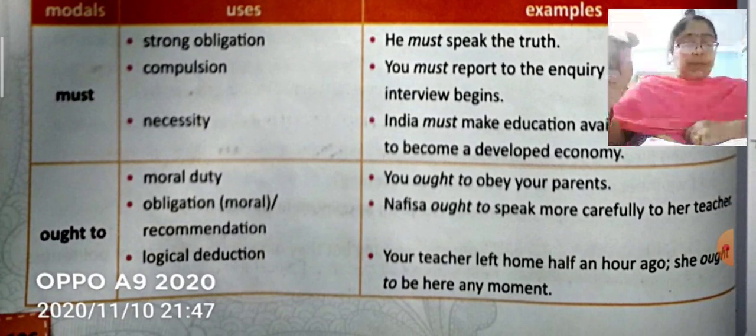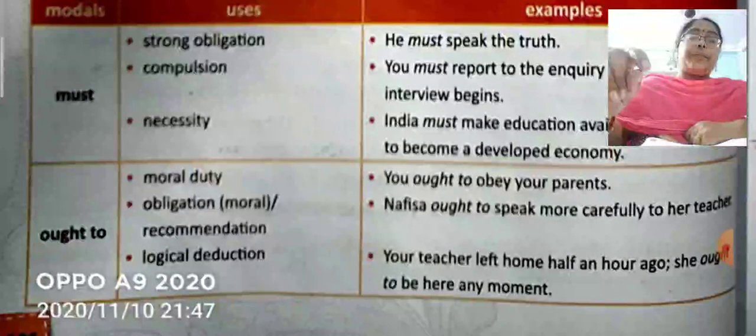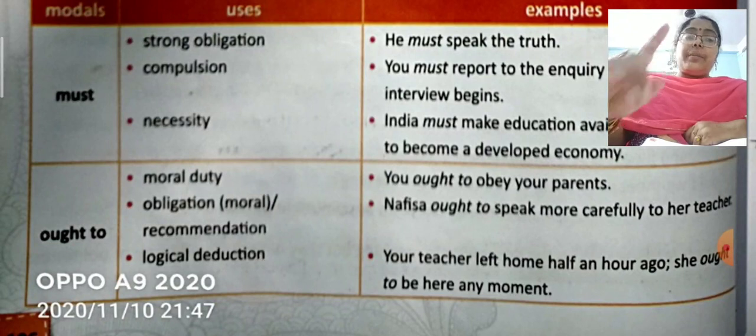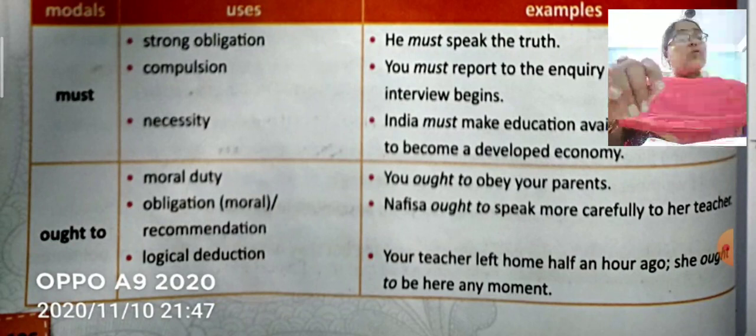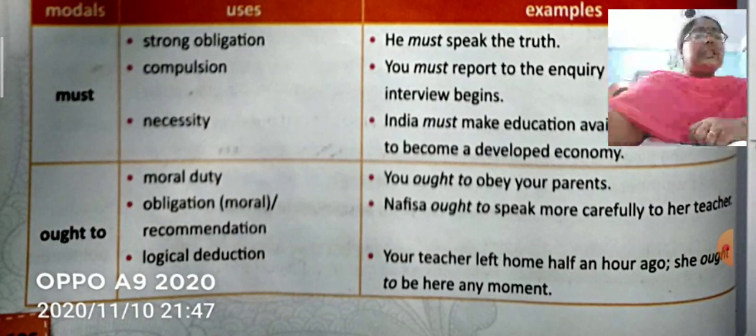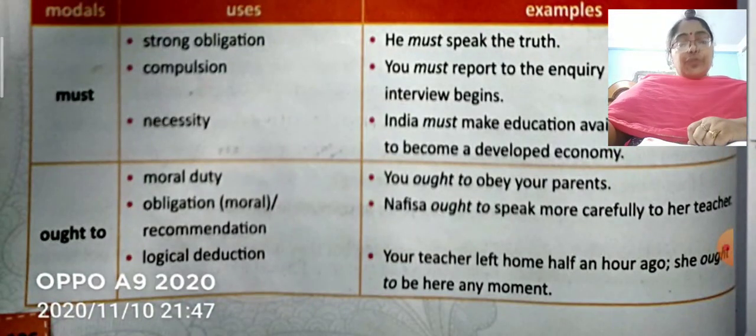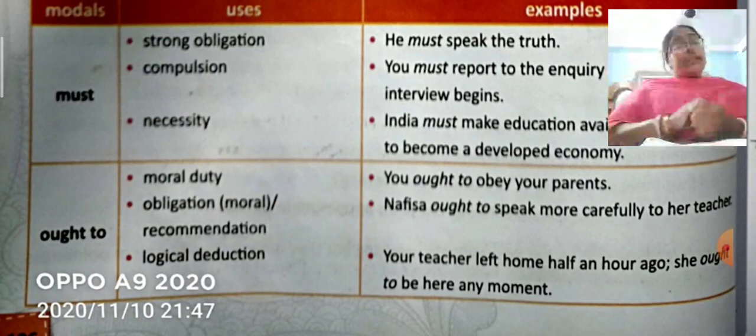Nafisa ought to speak more carefully to her teacher. An obligation there. She might not have spoken to her teacher properly. So when we say ought to, what do we say? Nafisa ought to have spoken to her teacher properly. The next is need. Sorry, wait. Ought to we also use for recommendation and for logical deduction.